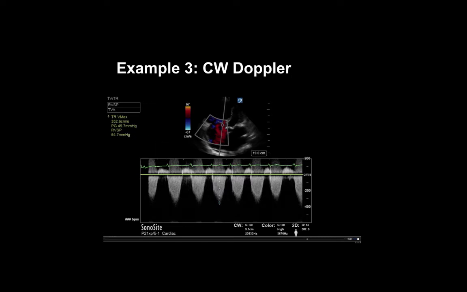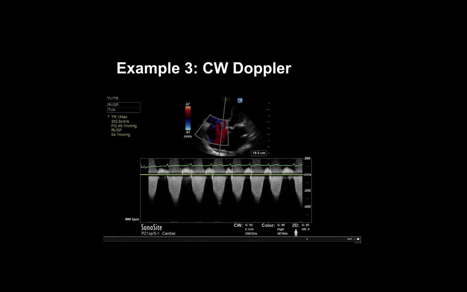But what you can see here is a couple things. The velocities are almost 3.5 meters per second. Pulse wave really can't exceed typically about 1.5 meters per second. So these are velocities that only continuous wave can handle. And the other piece that I'd like to point out is that this Doppler line, this diamond symbol, doesn't really matter where it is. It's considered a focal point, but don't get too fixated on where it is. Just put the line through the jet you want to sample or through the structure you'd like to sample.